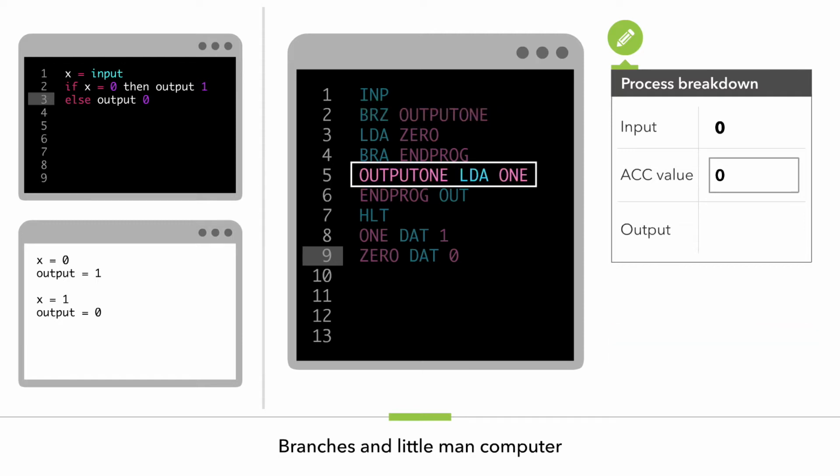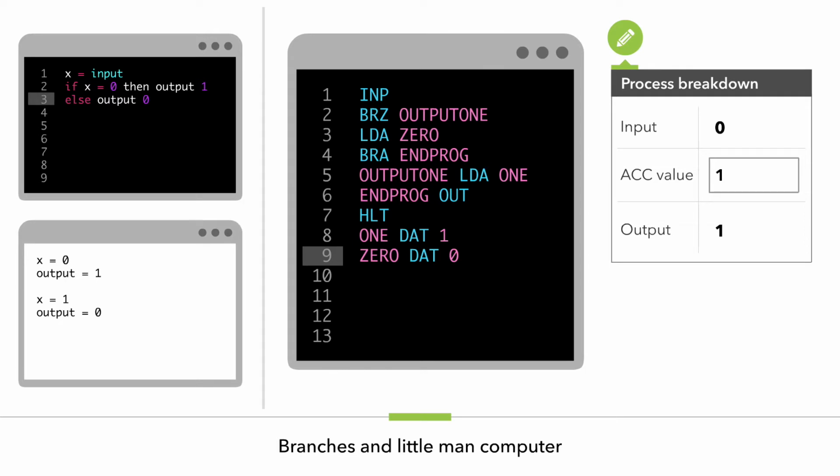Now on this line, the LDA instruction is going to load the mailbox 1 into the ACC. Then the OUT instruction will output the contents of the ACC, which is 1, and the HLT instruction stops the simulation. So we started off with the input 0, and using the branch if 0 instruction, we've managed to output a 1.